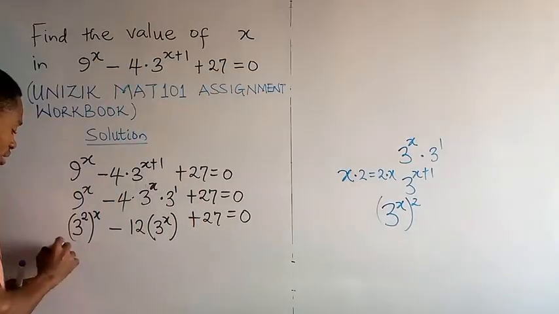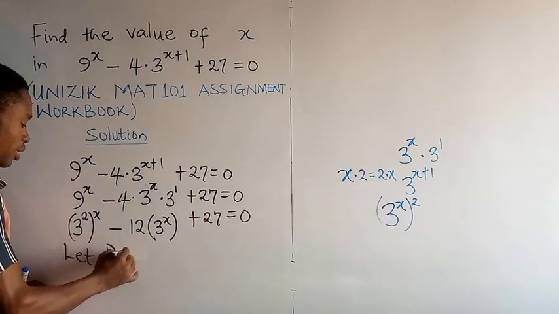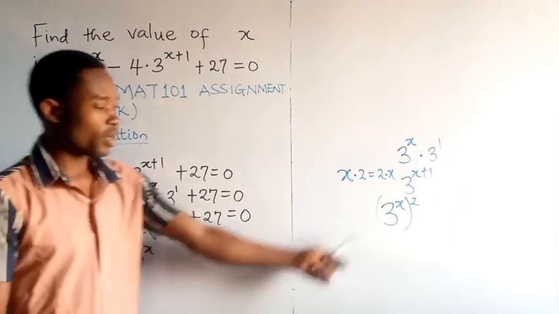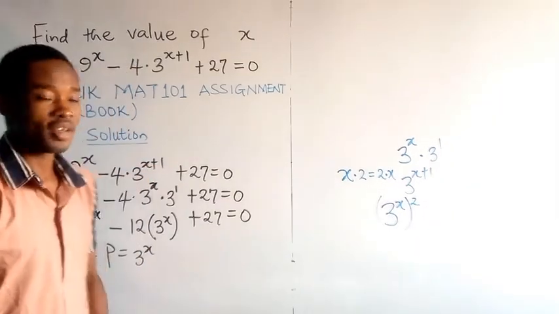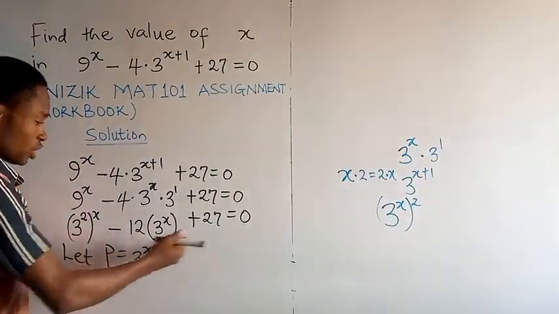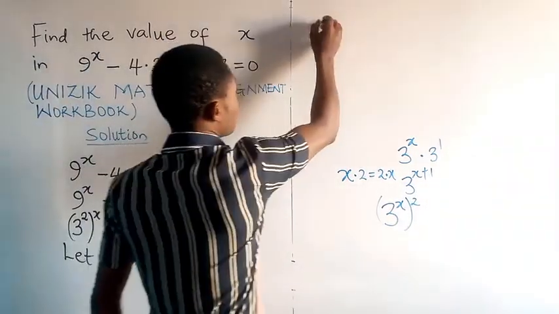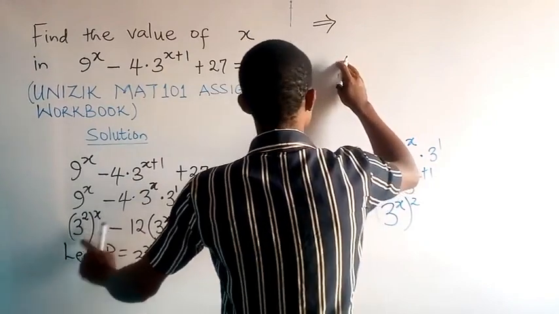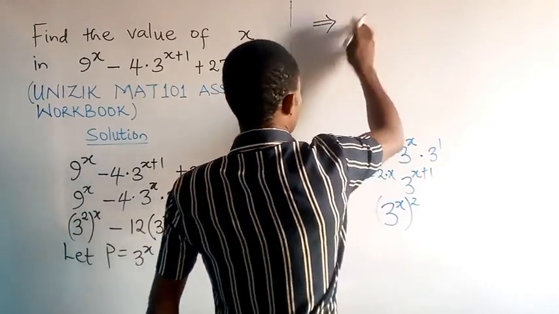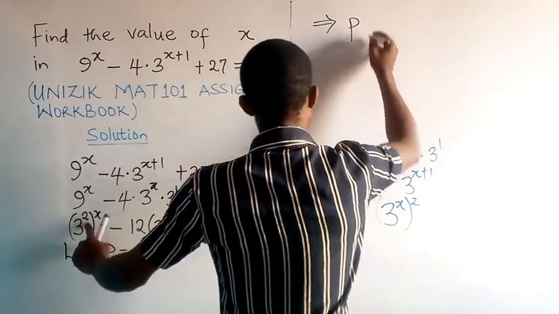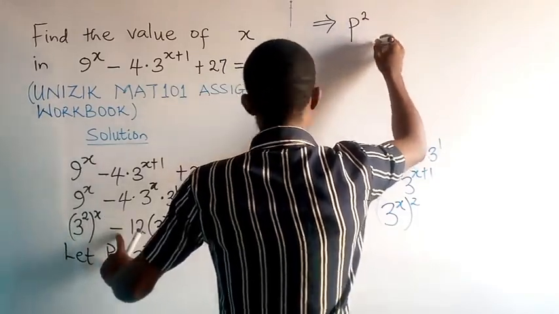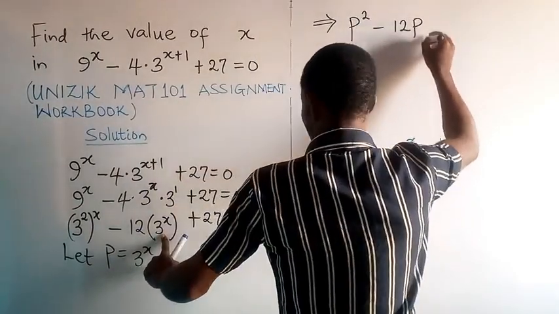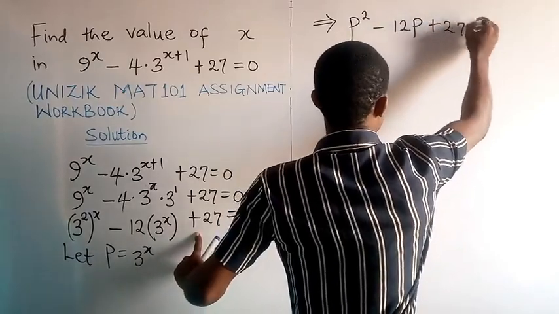X. Let P be equal to 3 to the power of x. If I do that, this equation you are seeing here will now be written as this 3 to the power of x, to the power of 2. 3 to the power of x is P. So it's now going to be P, and then I'll raise it to power 2. That is going to be minus 12. 3 to the power of x is P, and then plus 27 equal to 0.